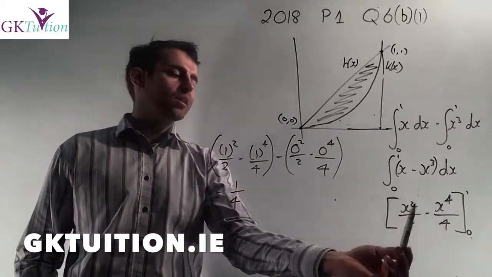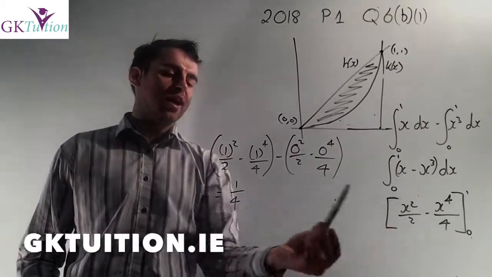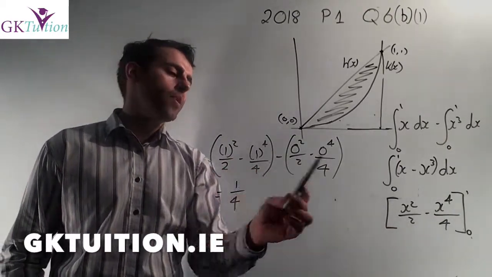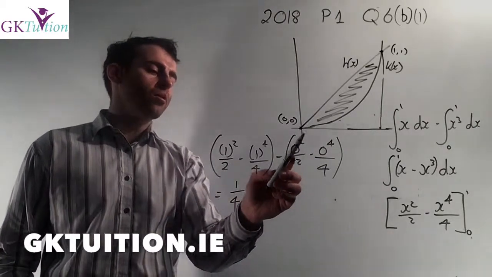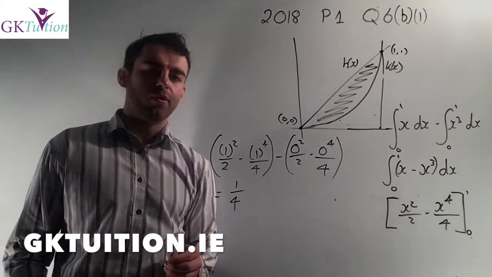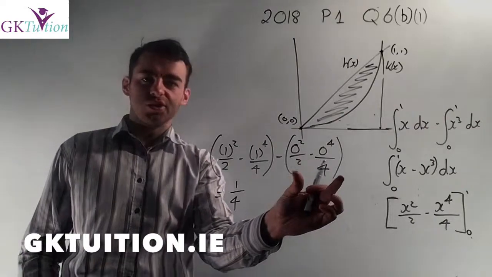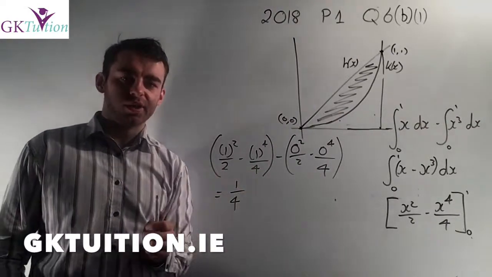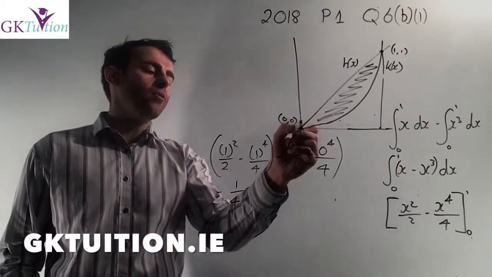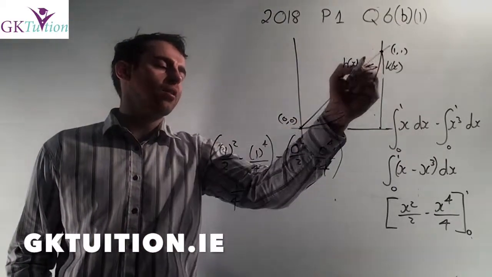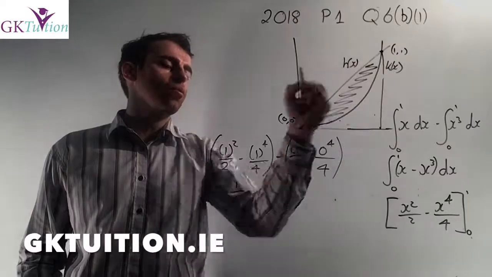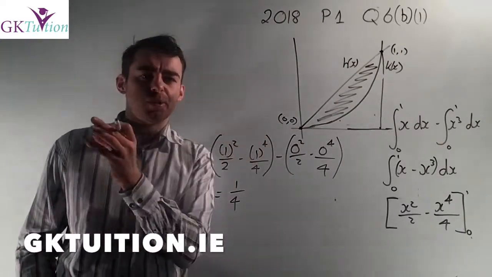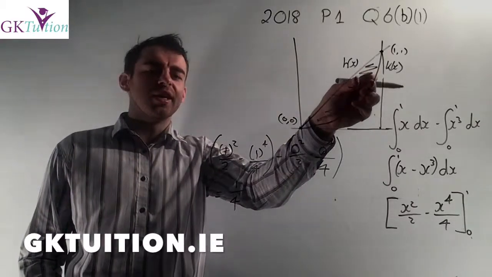Now to apply my limits, I just sub in my upper limit into that. I get 1 squared over 2 minus 1 to the power 4 over 4. And I apply my lower limit, which is 0 squared over 2 minus 0 to the power 4 over 4. Now obviously this whole section just becomes a 0, but this section, if you plug it into your calculator, works out as a quarter. So you know that the area between the line and the curve from 0, 0 to 1, 1 is 1/4.